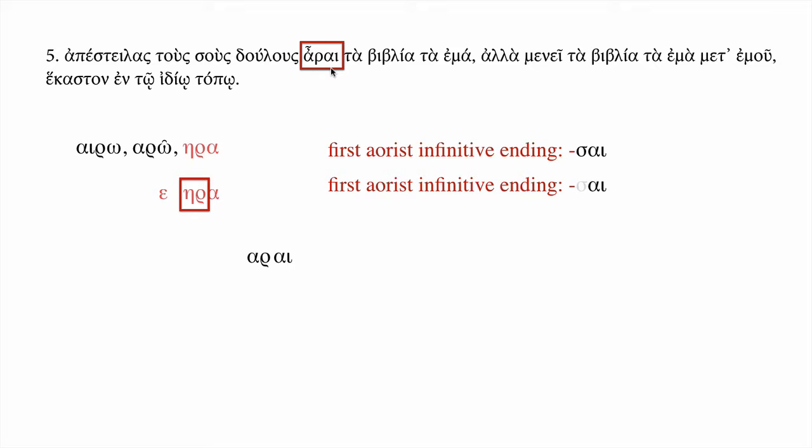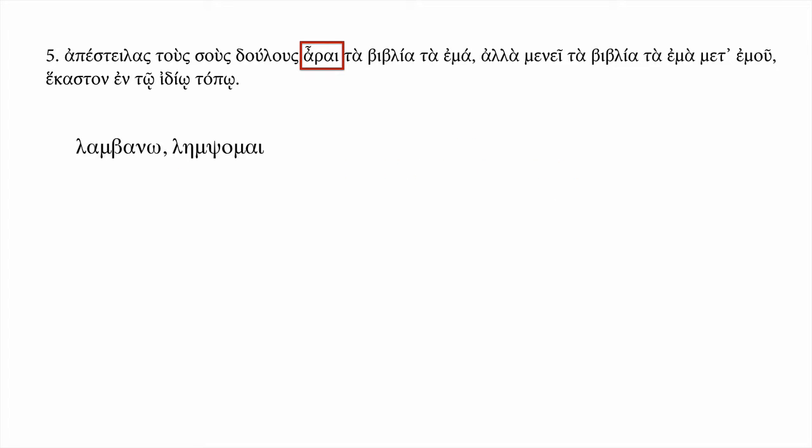You sent them to take away my books. We have various vocabulary words that could mean "to take." Probably the most common is lambano. So if you did this sentence with lambano, lempsomai, elabon, the aorist of elabon, we take out the epsilon, we have lab, and the second aorist infinitive ending is ein. So you would get labein. No augment, no conjugated ending, the infinitive ending. You sent them to take my books, but my books are going to remain.